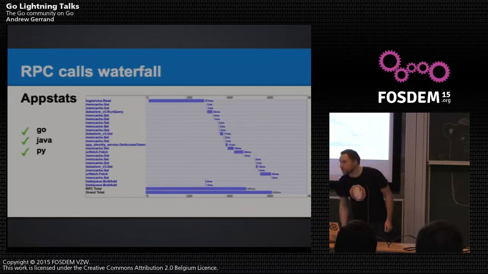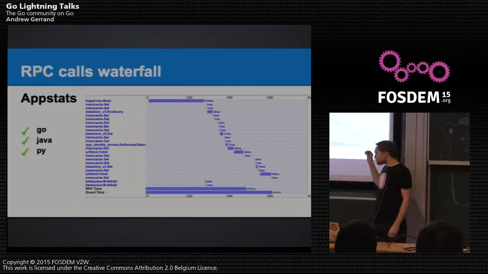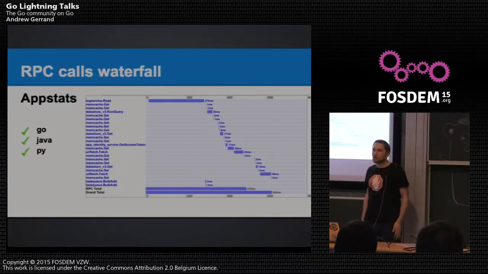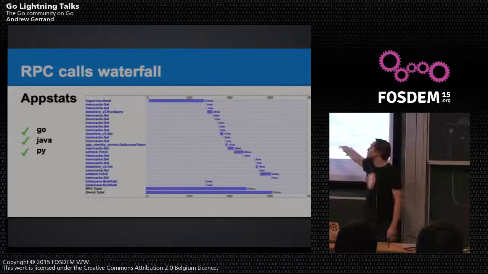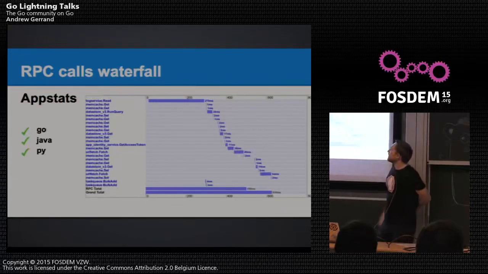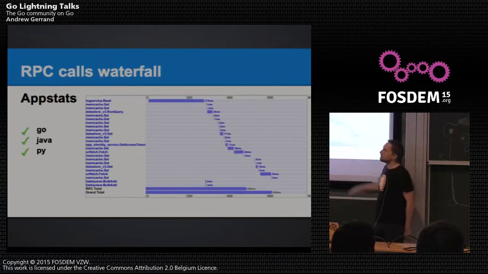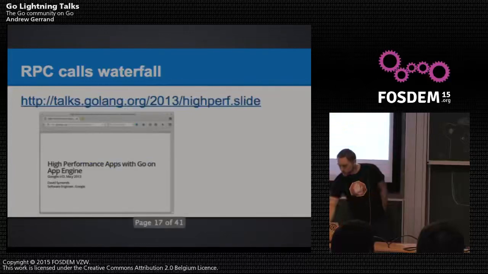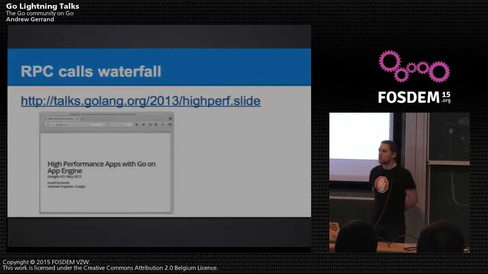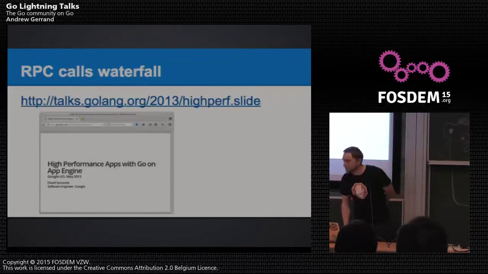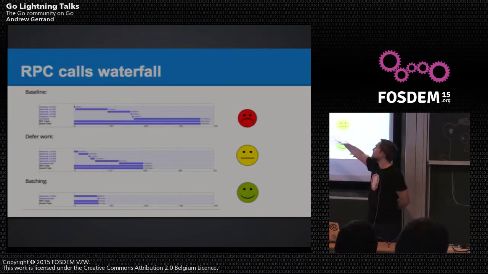You have the waterfalls. Usually, when your request takes 600 milliseconds to respond, that is not great. We can see it's because of all the RPC calls that are queued. And you can use AppStats in Go and Java and Python to see this waterfall and decide if you can do better. I highly recommend to all of you, if you want to use App Engine, to look at the talk by David Symonds, High Performance Apps with Go and App Engine. And I took these waterfalls from this talk.